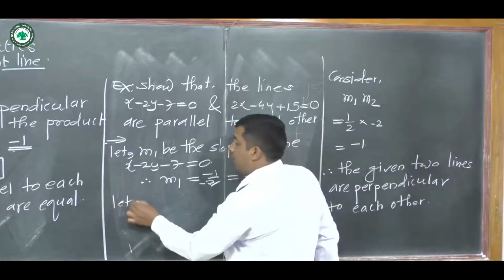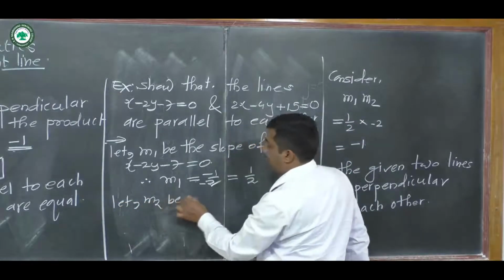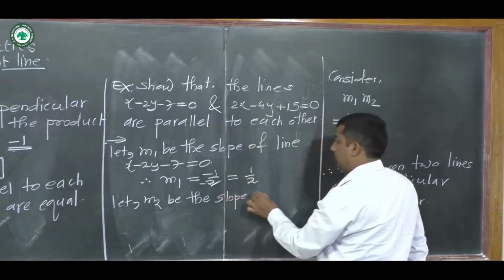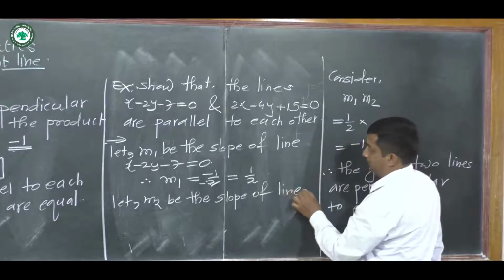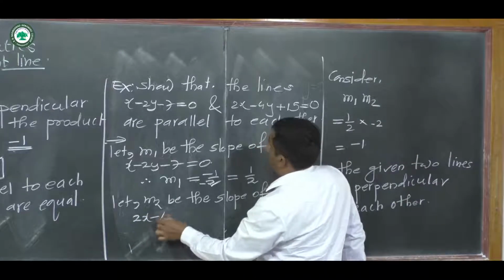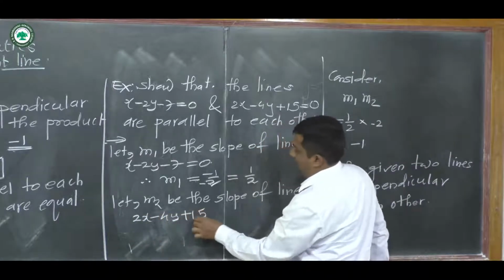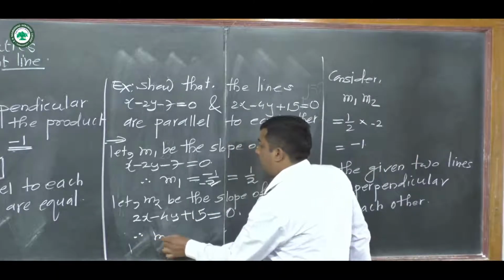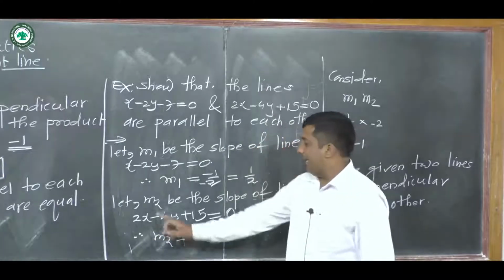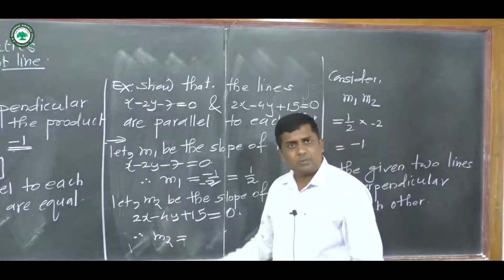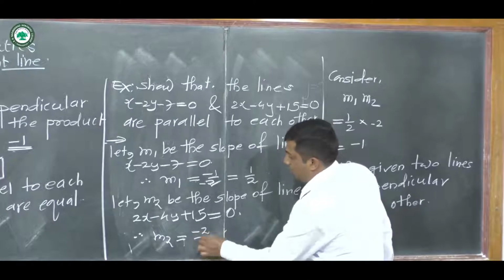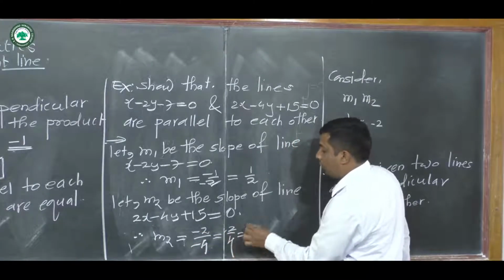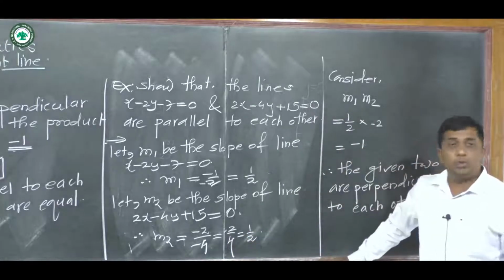Let m2 be the slope of line 2x minus 4y plus 15 is equal to 0. Therefore, m2 is equal to, here again a is 2, b is minus 4. So m2 is minus 2 upon minus 4, which is equal to 2 upon 4. And we know 2 upon 4 is 1 upon 2.